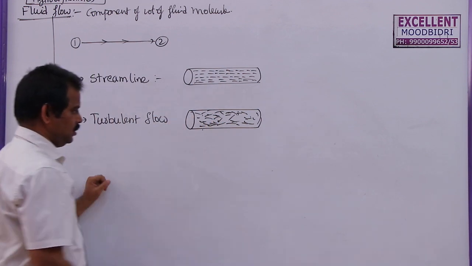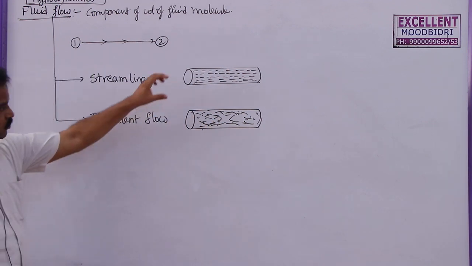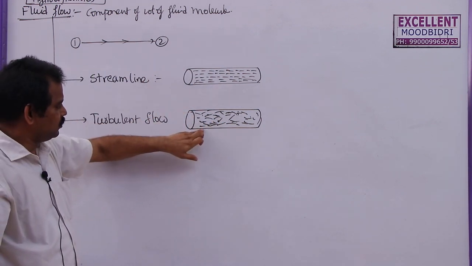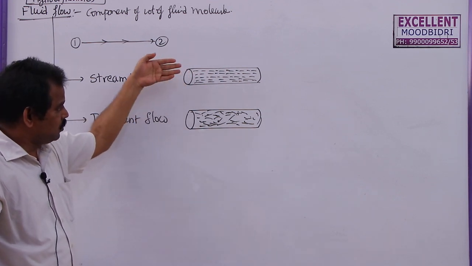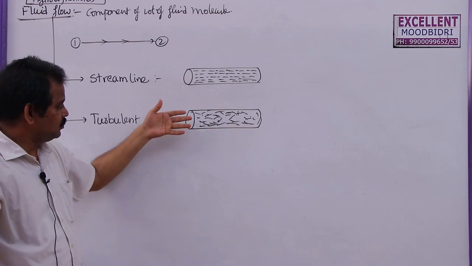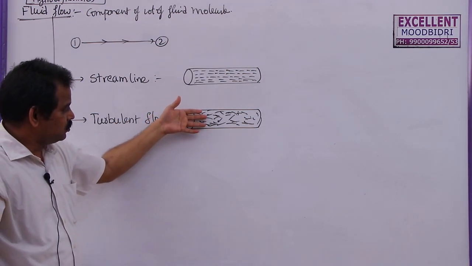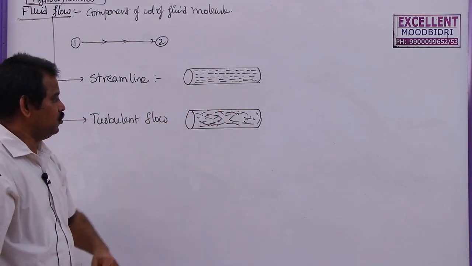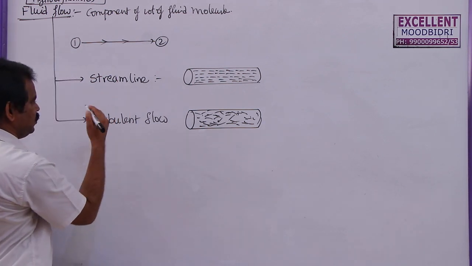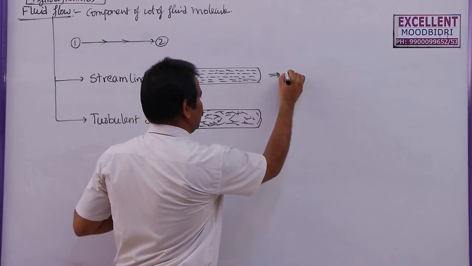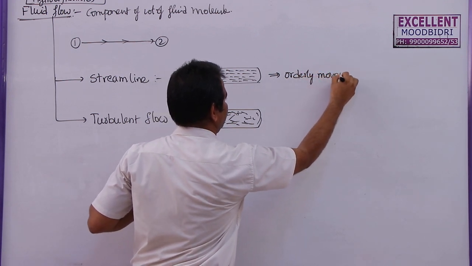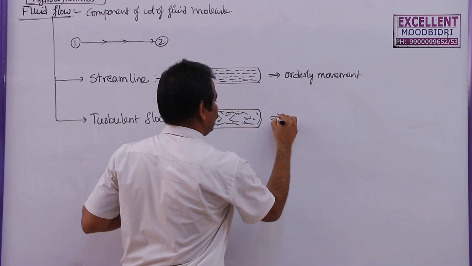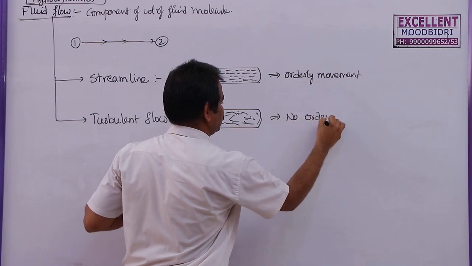So this is called a turbulent flow. If you observe these two diagrams, it is clear that in this pipe the fluid is flowing in an orderly manner, whereas in this there is no orderly movement of the molecules. So the first difference between these two is that this is an orderly movement. Here, no order, the first one.